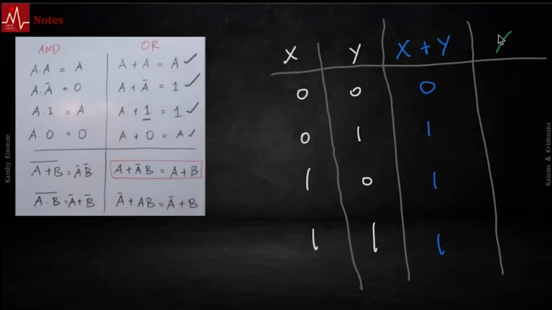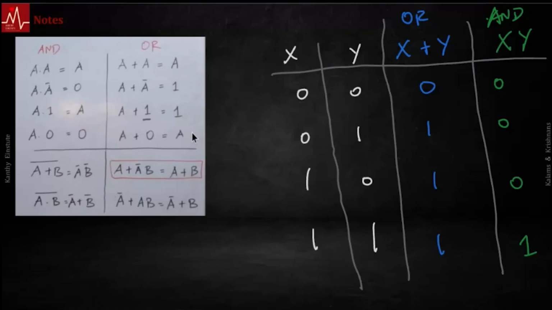And X and Y, right? This is OR. And you have your AND. Only if both are positive is the output positive. For the rest of the cases, this is 0. Okay.